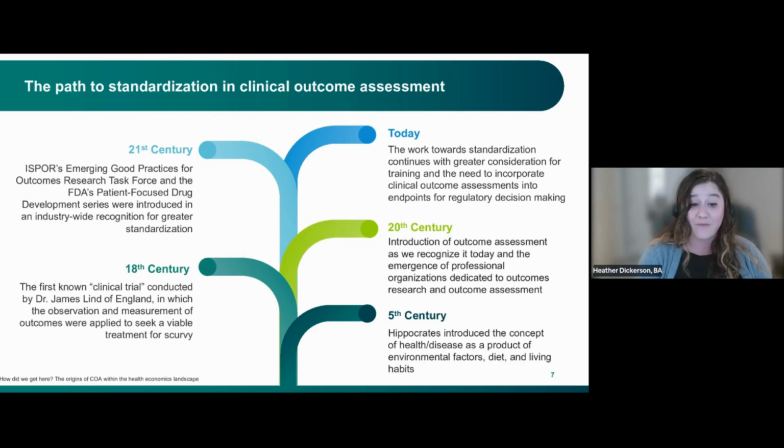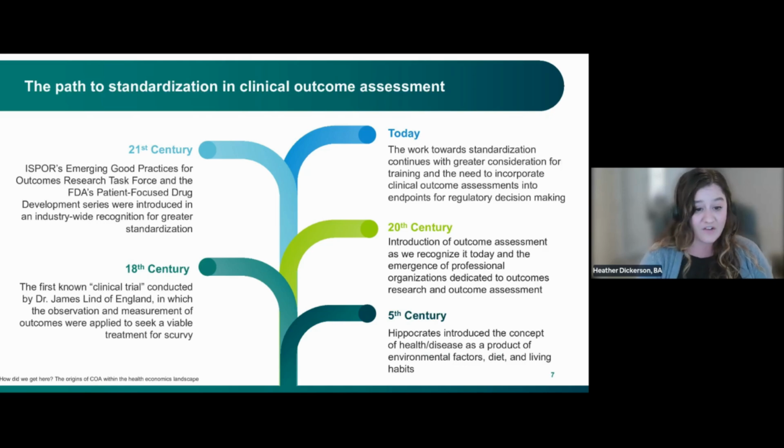And of course, outcomes research would then go on to become a codified field of study in the 1970s. Since this time, we have seen several changes. We've seen the emergence of dedicated organizations such as ISPOR and the FDA Division of Clinical Outcome Assessment, just further codifying this real dedicated area of study that we now all look into.